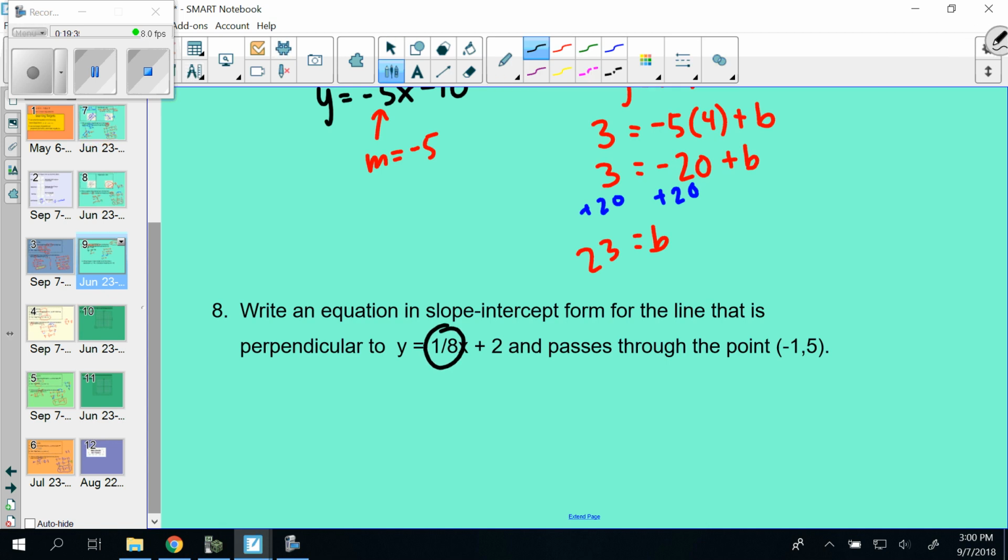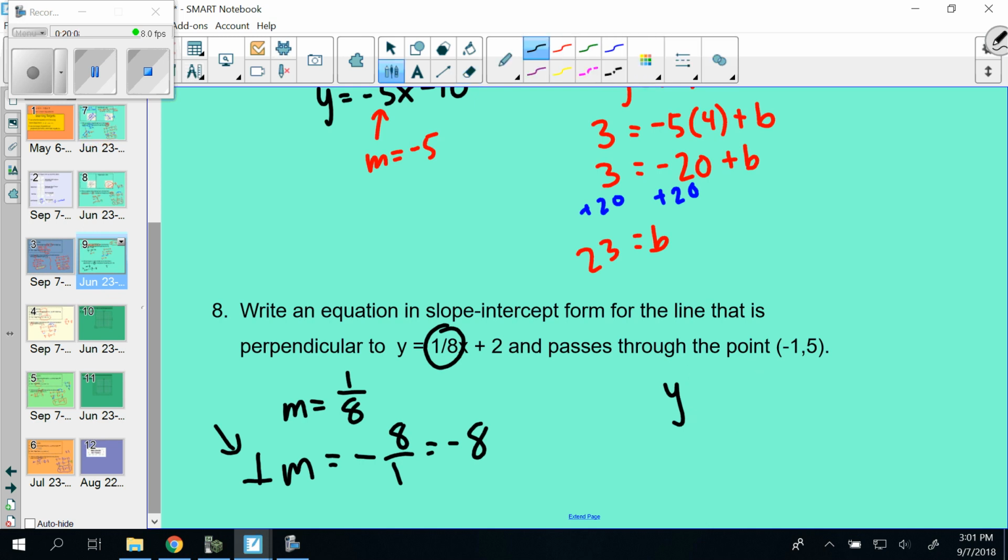Here's the slope of this line. So if this one had a slope of 1/8, that means our perpendicular slope, this is the symbol for perpendicular here, would be opposite, so negative because the other one's positive, and reciprocal would be 8 over 1, or just negative 8. All right, now pause the video again and see if you can get the equation in slope-intercept form. All right, let's see how you did.